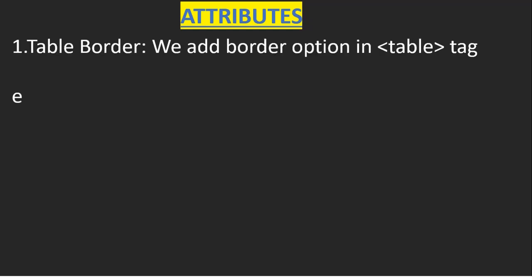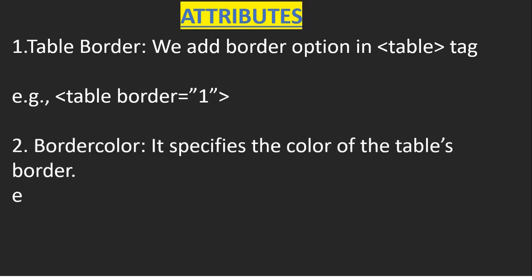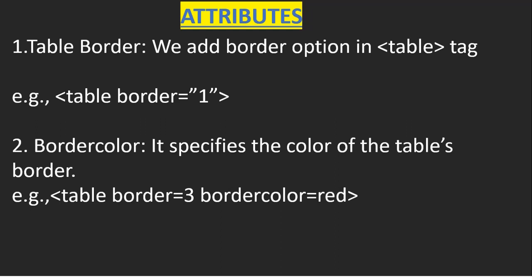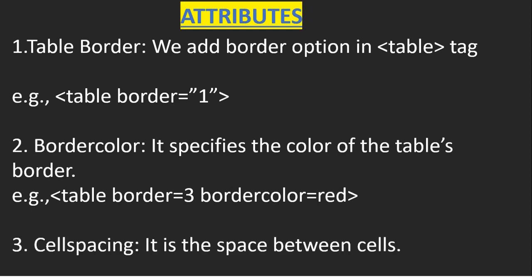Now there are some attributes related to tables which you have to learn. These are very important attributes. You must do them while doing the practicals. So the first one is table border, as we have already done. The second one is border color, as you can see on the screen with the syntax. Then third is cell spacing. Border color, as the name indicates, is the color of the border. Cell spacing is the space between the cells. How much space you want to give between the cells.